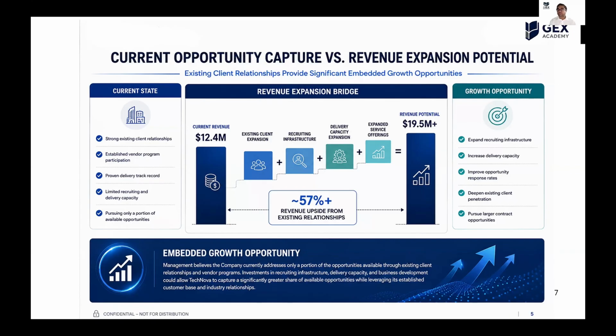However, if you look at it, management also identifies several constraints, right? The first is limited recruiting capacity. We will discuss this through the case study.